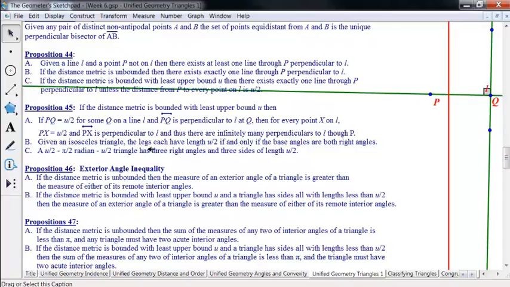And so in an isosceles triangle, the legs each have length pi over 2 if and only if the base angles are both right angles. And in a spherical unit, pi over 2 radian triangle has 3 right angles and 3 sides of length pi over 2. So you can look at that.